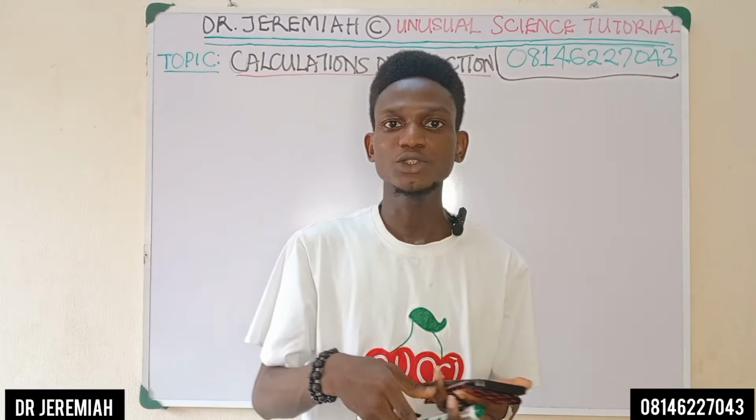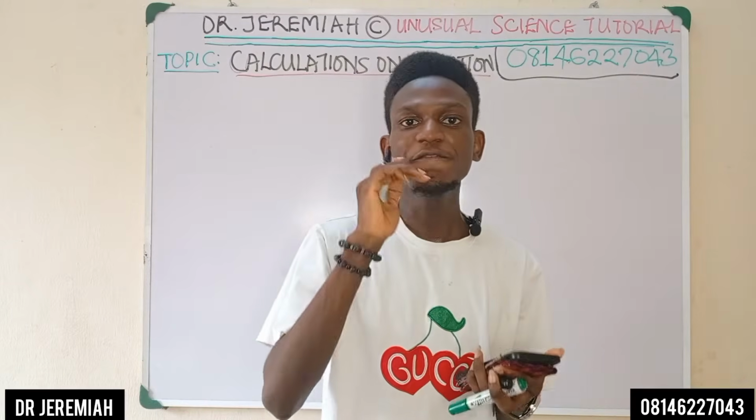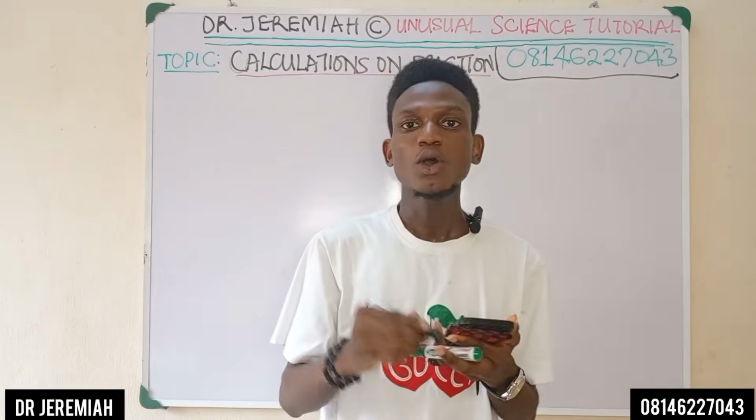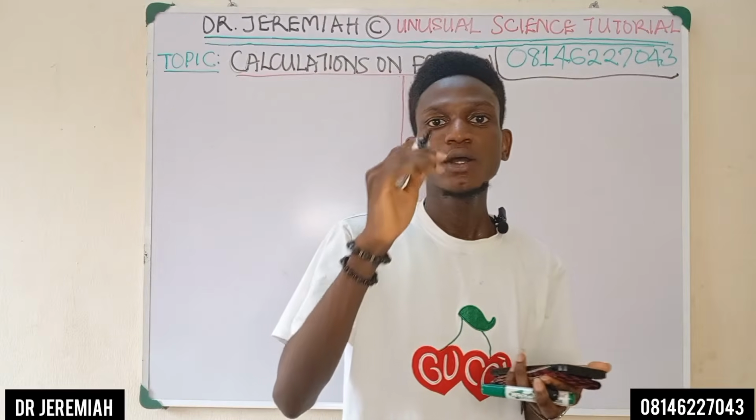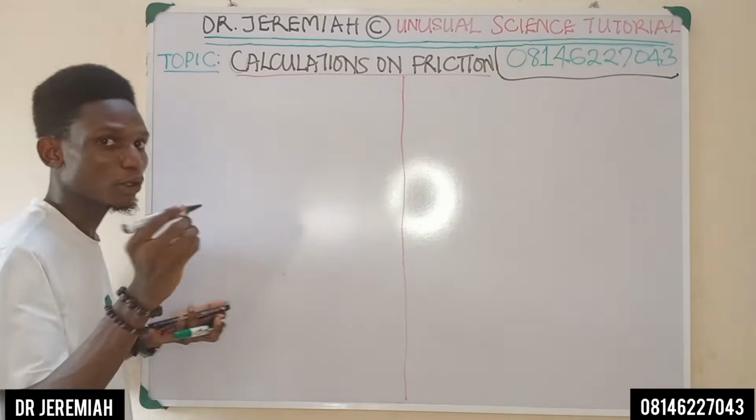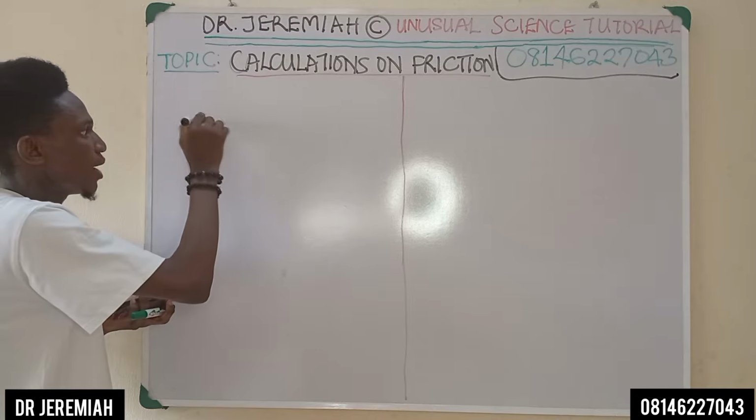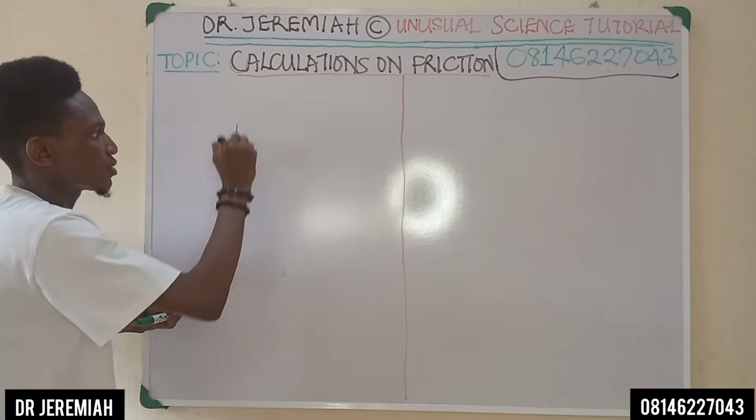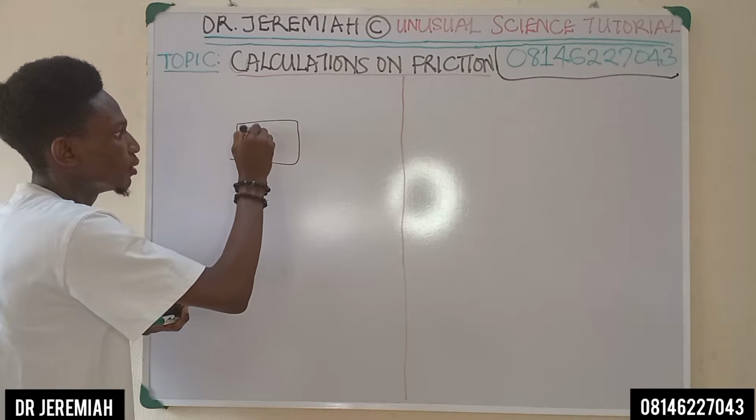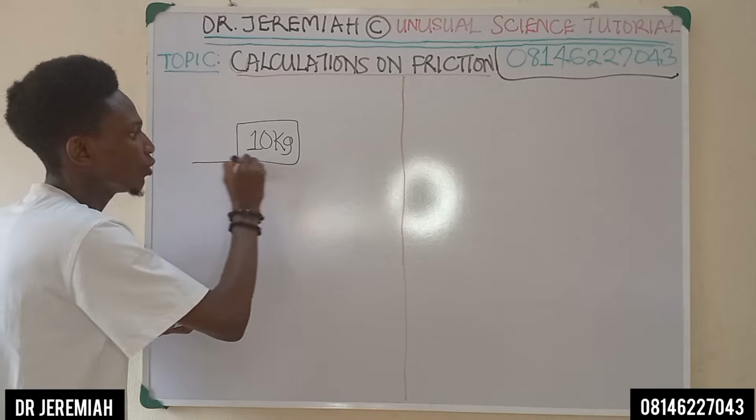So just go learn some basic stuff about friction. So what do you need to know about friction? The first thing, we're going to be starting with friction on a horizontal surface. Now, just follow me. Make sure you have gotten your notes with you. So, take for instance, we have a mass. Let's use a block of mass 10 kg. So this is a block of mass 10 kg on a horizontal surface.